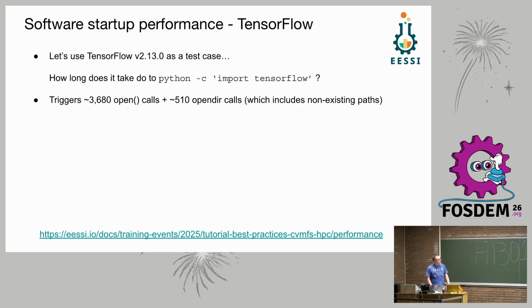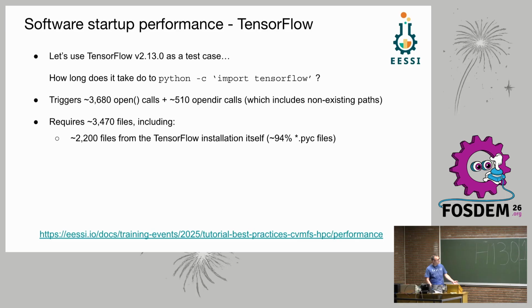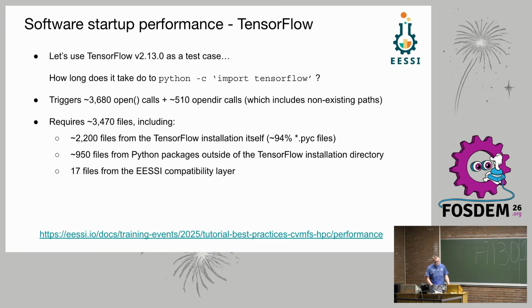Well, this triggers 6,500 open calls. And it opens over 500 directories for some reason. It actually requires almost 3,500 of those files. That includes over 2,000 files from TensorFlow itself, then almost 1,000 files from dependencies and other stuff, and then a little bit of things from essentially the operating system and EESSI, this middle layer, this compatibility layer. In total, it's about 1 gigabyte of data. That's not a lot, but because it's scattered across 3,500 files, it's very bad for parallel file systems.